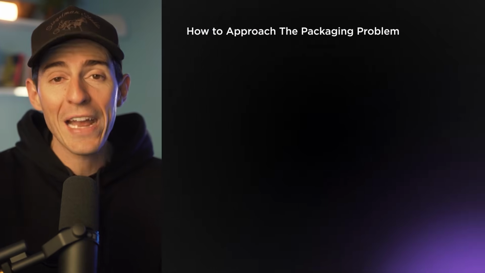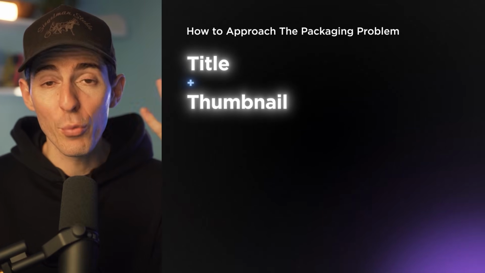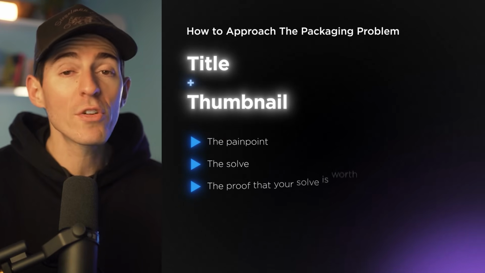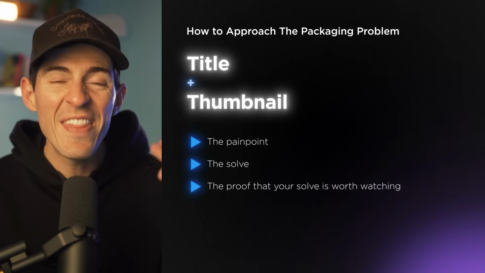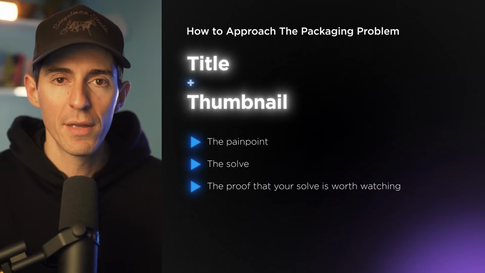But I know I said I'd give a solve for every problem in the video, so here is the TLDR of how to approach the packaging problem. You need the title plus thumbnail combination to trigger three things: the pain point, the solve, and then ideally proof that your solve is worth watching. Essentially, you need the viewer to think about the pain and then assume or imply that your solve is going to fix it for them. Now, the way I do this is with direct triggers in the title and indirect triggers in the thumbnail.